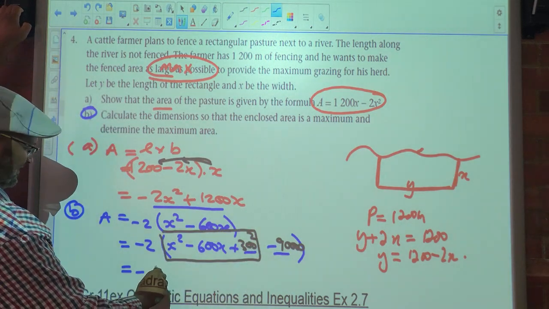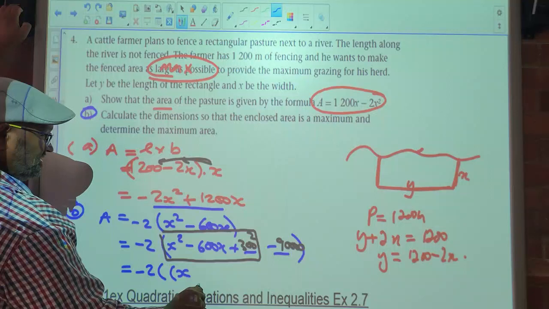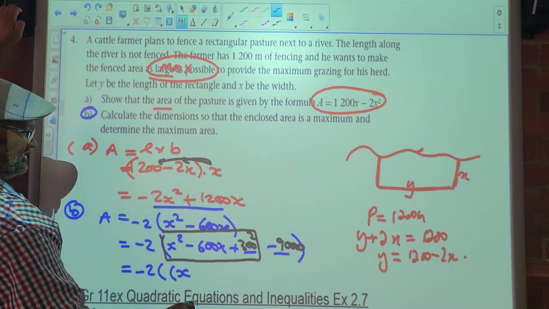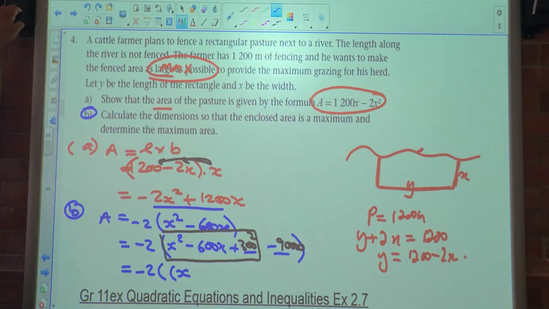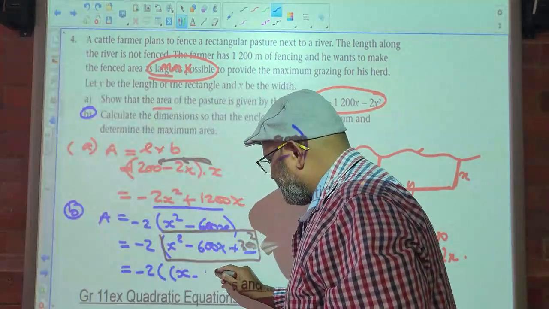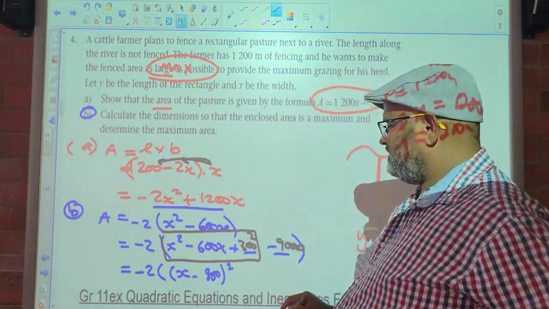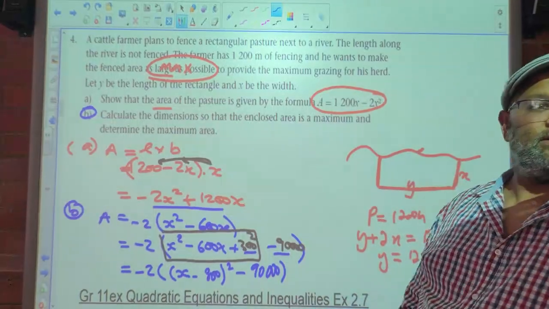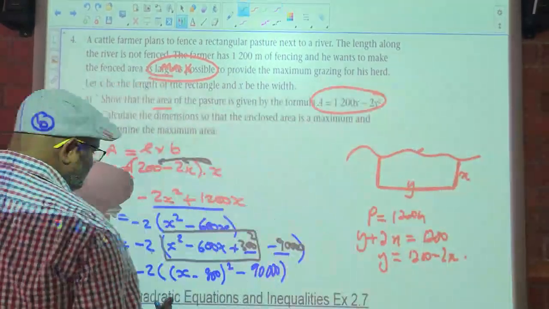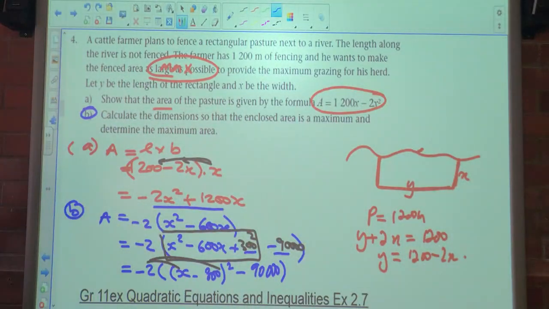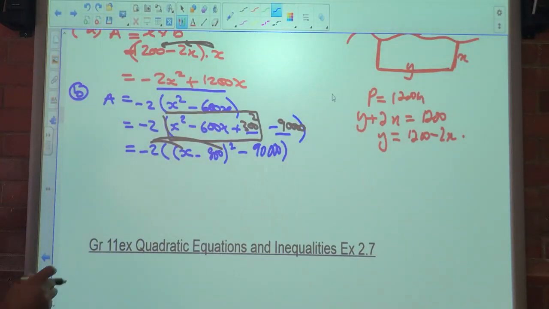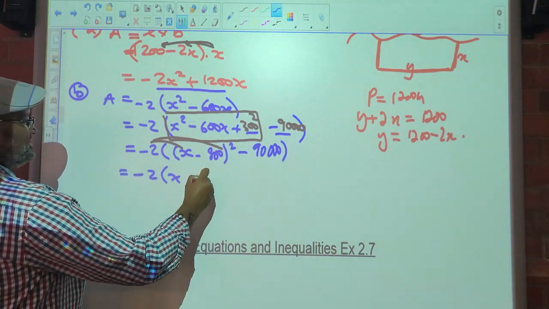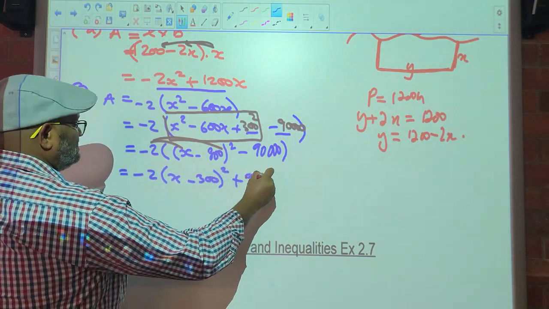So what do I got? Negative 2 into, 90,000, I did say. Okay. So it's going to be x minus 300 squared minus 90,000. Okay. So what do I do now? Get rid of the bracket and multiply it out. So what do I have? Negative 2 into x minus 300 squared plus 90,000.